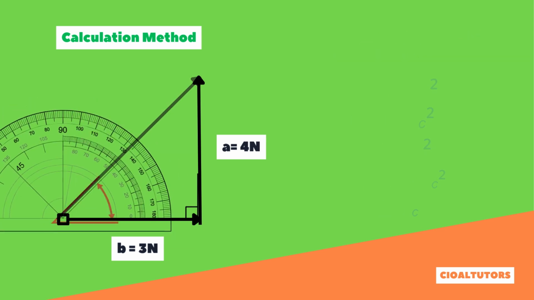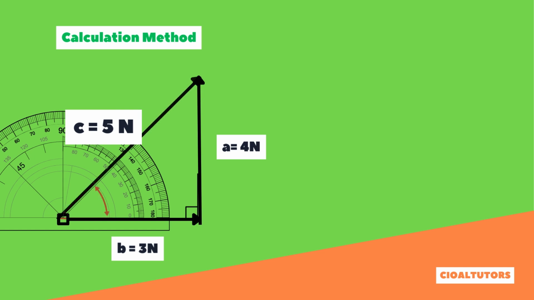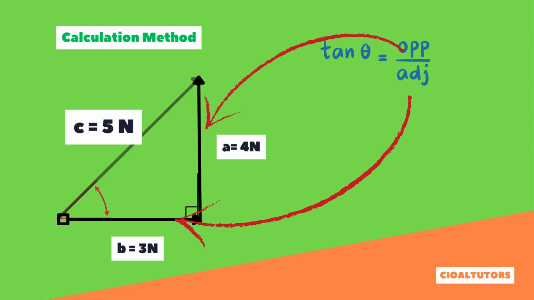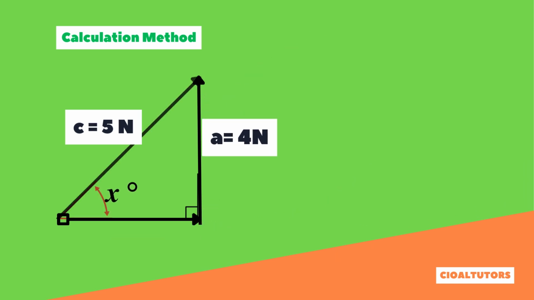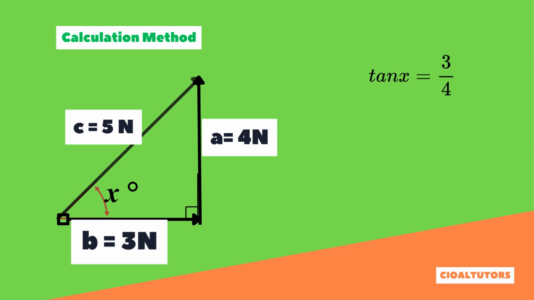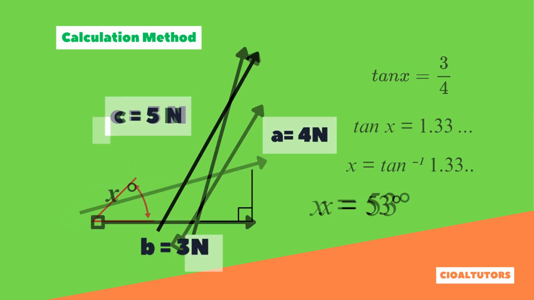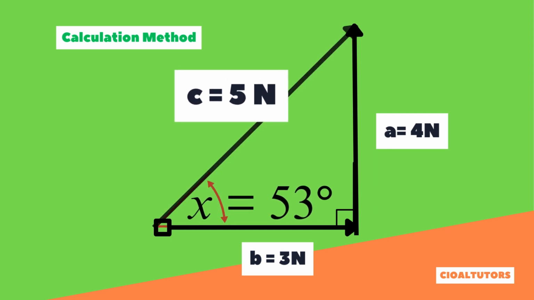To find the direction, either use a protractor or use a simple trigonometry ratio called tangent. Divide the force in the y direction, which is 4 newtons, by the force in the x direction, which is 3 newtons. This gives you 1.33. Then, find the angle whose tangent is 1.33 using tan inverse. This angle is 53 degrees. So, the resultant vector has a magnitude of 5 newtons and a direction of 53 degrees to the horizontal.